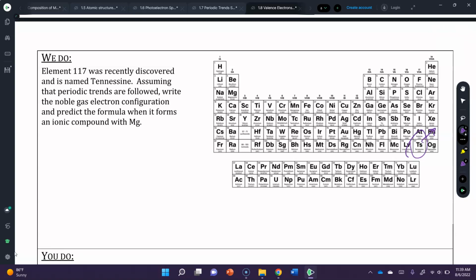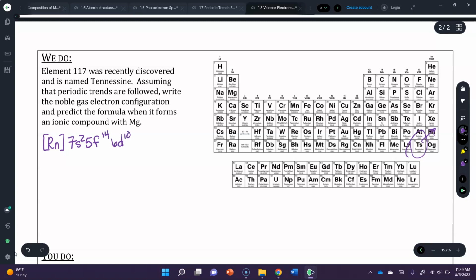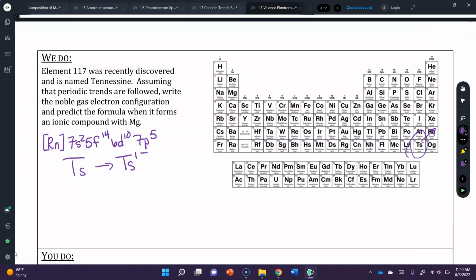Okay, so the noble gas electron configuration, starting with radon, we go to 7s2, 5f14, 6d10, and then 7p5. We know that since it's in group 7, it wants to go from Ts to Ts 1-, just like the rest in its group. So we know it needs to add an electron.